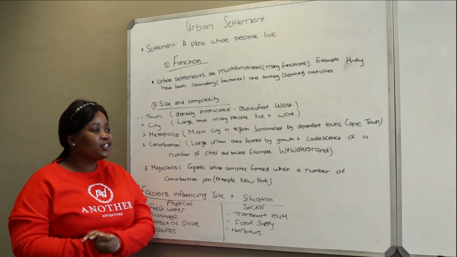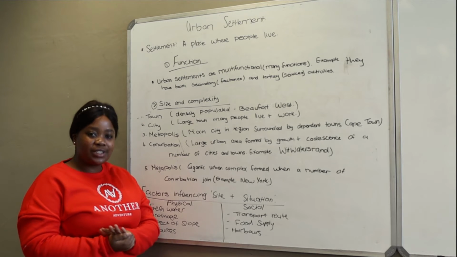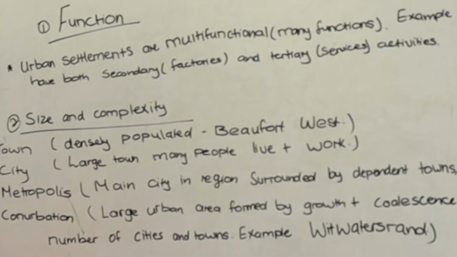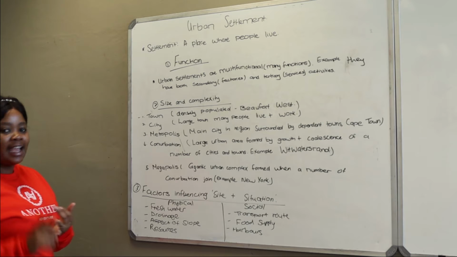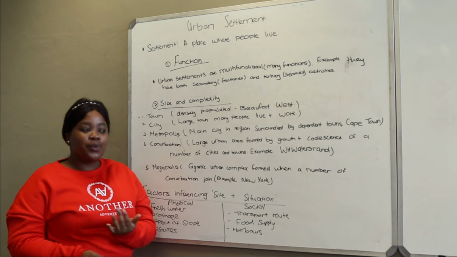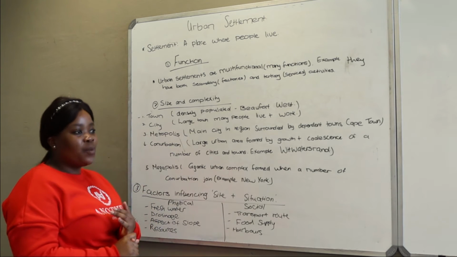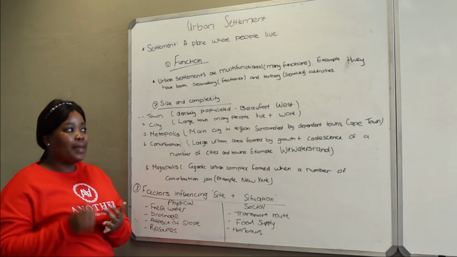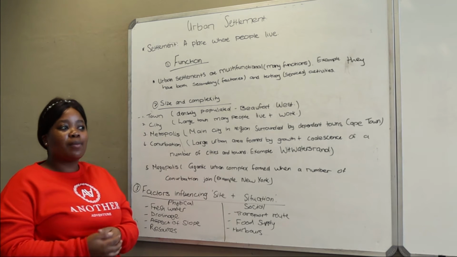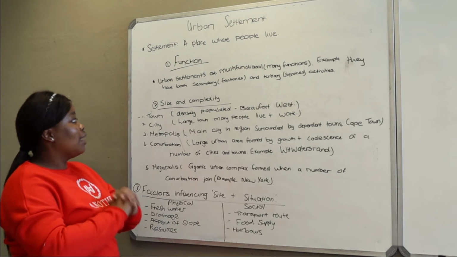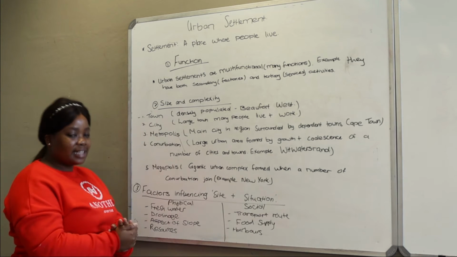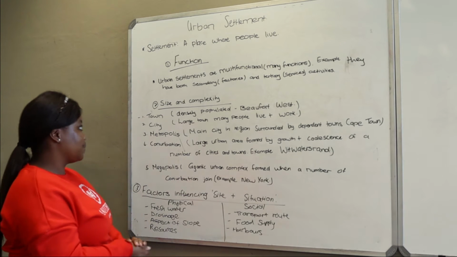Okay. So the function of an urban settlement, we said rural is unifunctional. So urban is multifunctional, meaning it has many functions. For example, they have both secondary and tertiary activities. When we talk about secondary activities, we talk about factories and manufacturing. When we talk about tertiary activities, we talk about services. So, urban settlements have both secondary and tertiary activities.